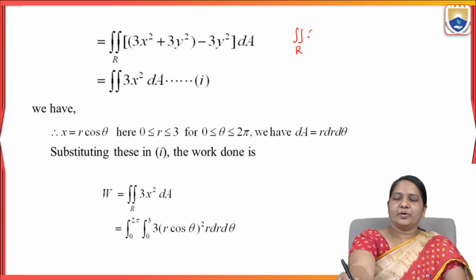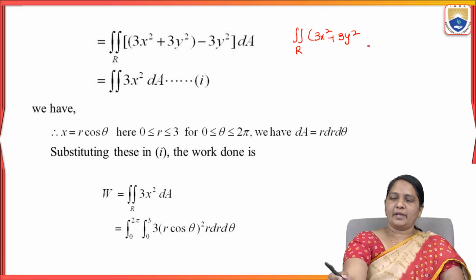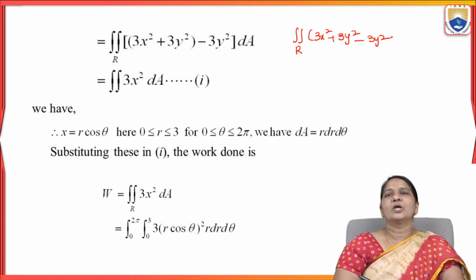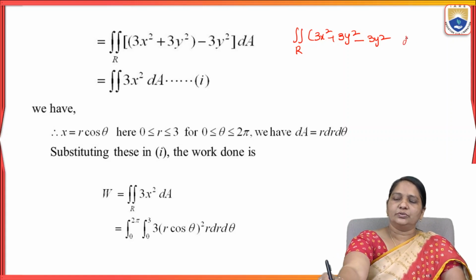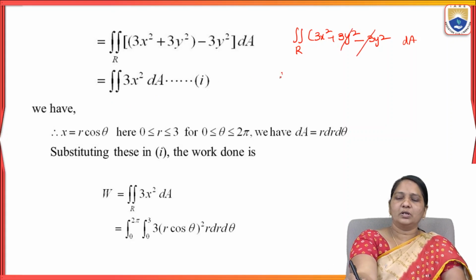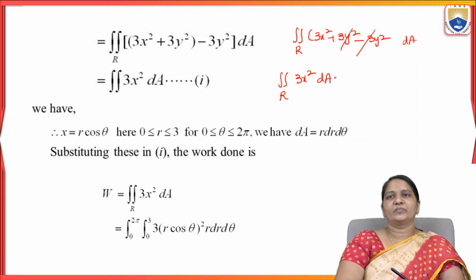∂n/∂x value is 3x square plus 3y square, here minus ∂m/∂y, whose value is 3y square again, into dA. So this 3y square and 3y square cancel. So finally I got the double integral over R of 3x square dA. Now we are going to see how we can get this dA value.